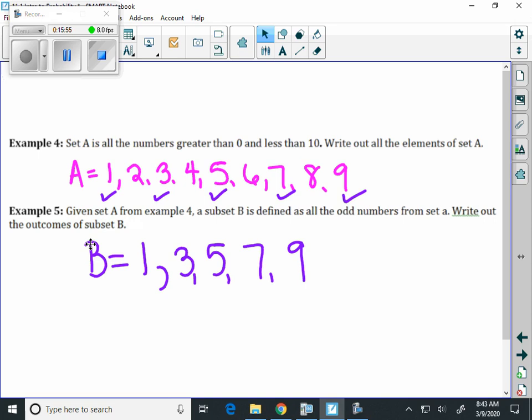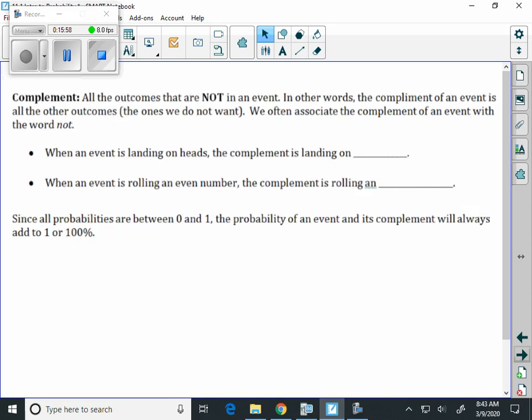One final topic, complement. A complement is all the outcomes that are not in an event. In other words, the complement of an event is all the other outcomes, the ones that we do not want. We often associate the complement of an event with the word not. It sounds more complicated than it is, but when you look at just a little example, it says when an event is landing on heads, the complement is landing on tails, because it's not heads.